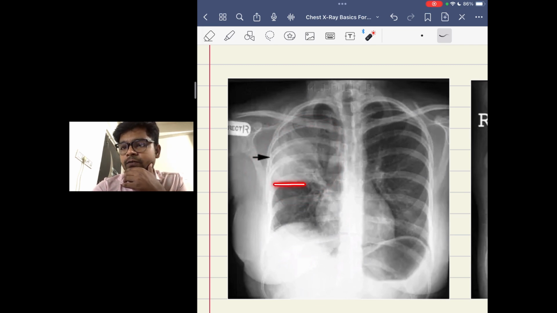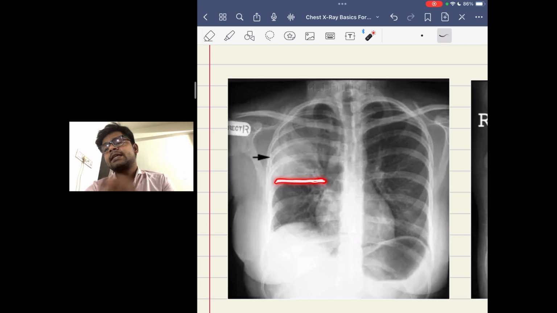At the level of the hilum, this is the horizontal fissure. So above it is the right upper lobe. And somewhere here will be your oblique fissure, and this is the right middle lobe. Can you see that the horizontal fissure is at the same position where it should be?